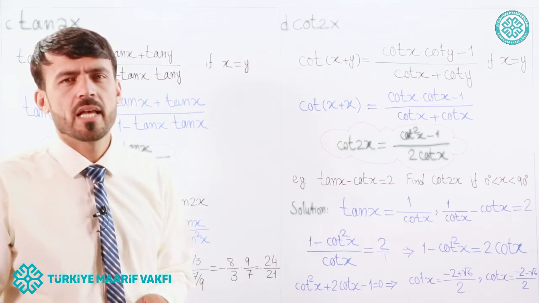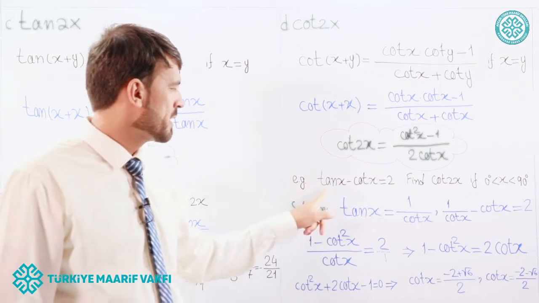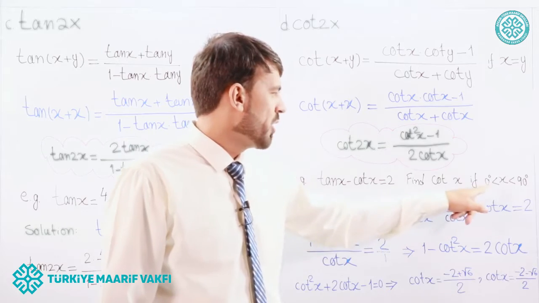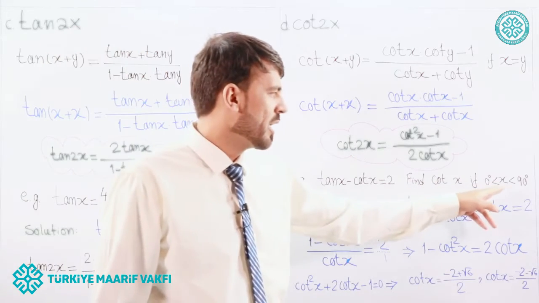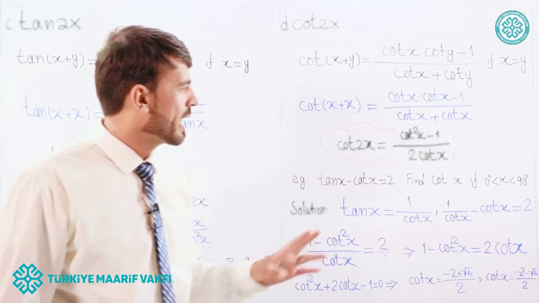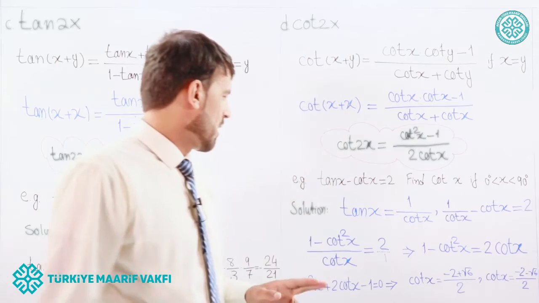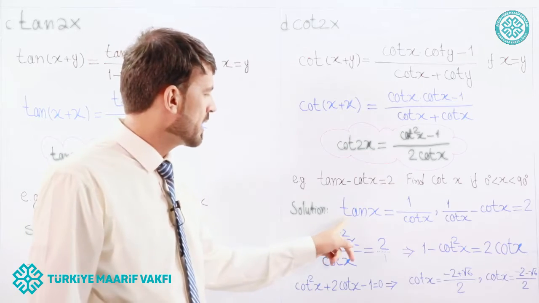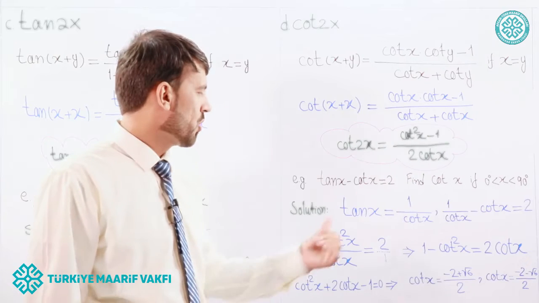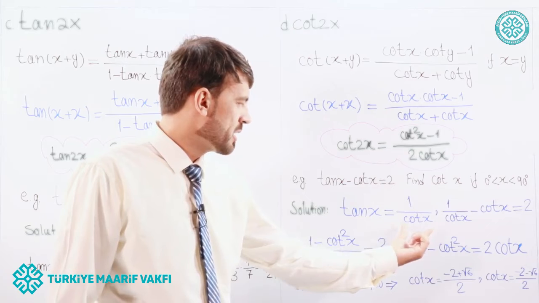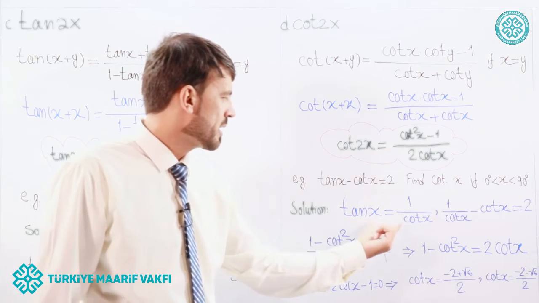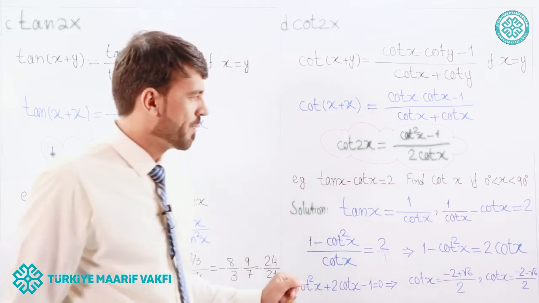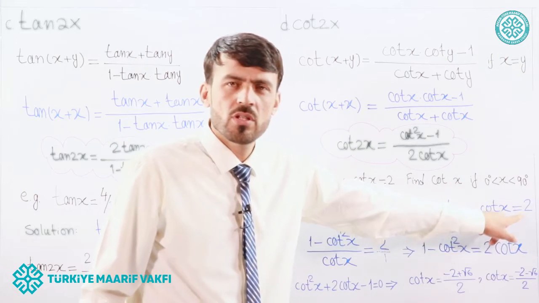Here we should also solve an example for this formula. The example is: tangent x minus cotangent x equals 2. Find cotangent x, if x is greater than 0 degrees and smaller than 90 degrees, or the angle is located in the first quadrant. We know that tangent is the co-function of cotangent. We can write tangent x as 1 over cotangent x. So we can replace one with the other and write 1 over cotangent x instead of tangent x, minus cotangent x, equals 2.